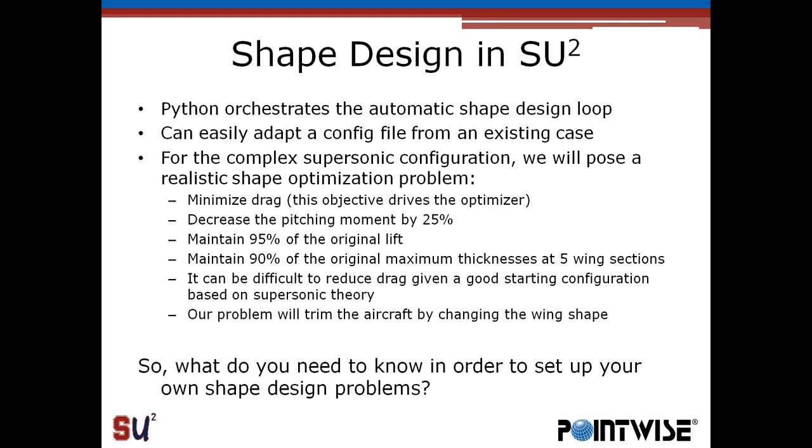So we know that it's going to be difficult to reduce drag given a good starting configuration based on supersonic theory, which is the case for this configuration. So our problem essentially is to trim the aircraft. We're going to change the wing shape using our FFD control points during the design, and we're going to try to reduce the pitching moment and trim the aircraft. With that, though, there are a lot of things going on under the hood in SU2 that we want to give you a little bit of detail on, so that you know how to set up your own shape design problems and what types of things SU2 is doing under the hood.